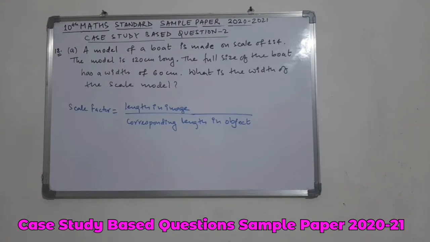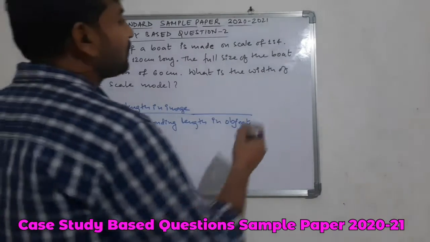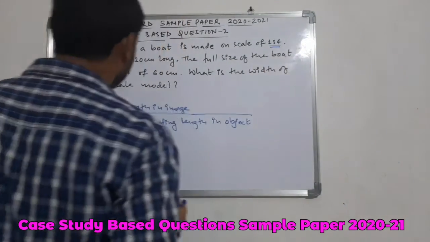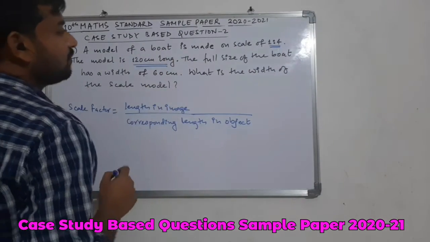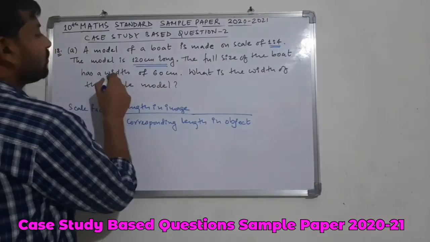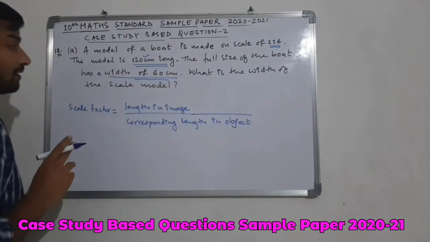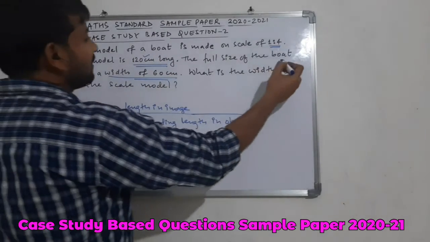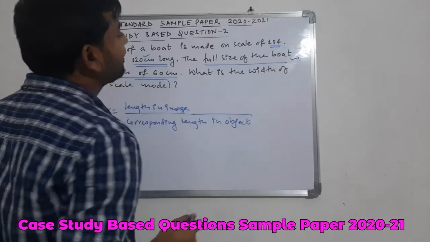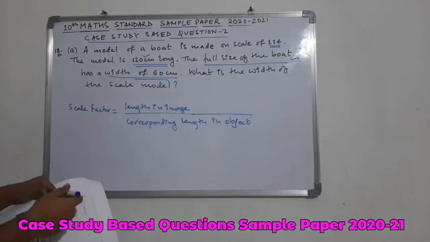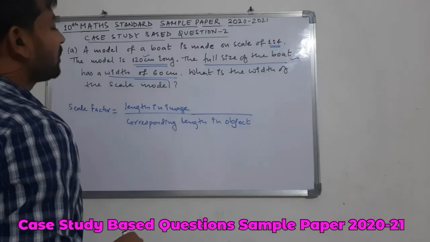So the question here is, a model of a boat is made on the scale 1:4. The scale factor is given as 1:4. A model is 120 centimeters long. The full size of boat has a width of 60 centimeters. Here the length is given of the model, but here the width is given of the full size of boat. Means this is not the model this time. It is the object whose model is being made. What is the width of scale model?